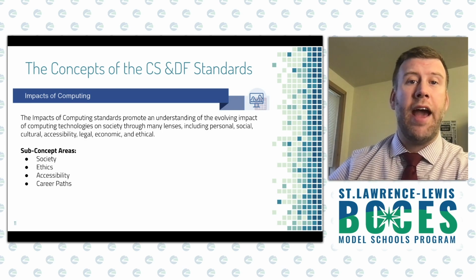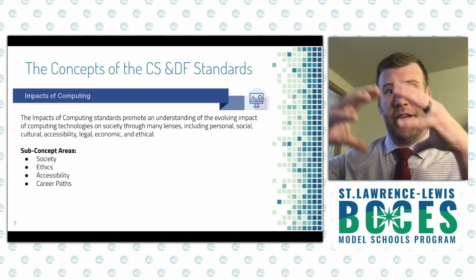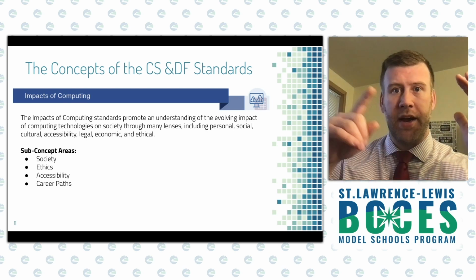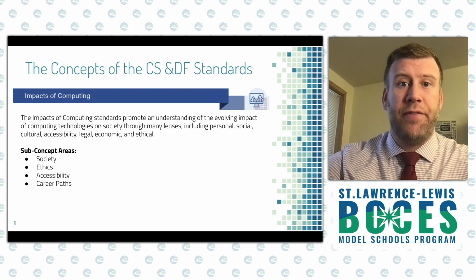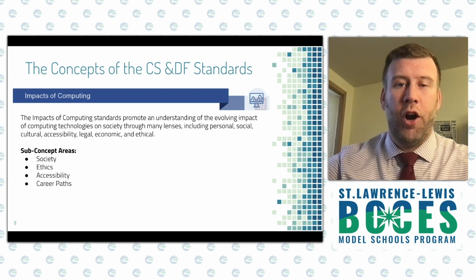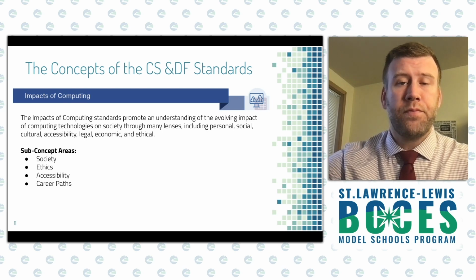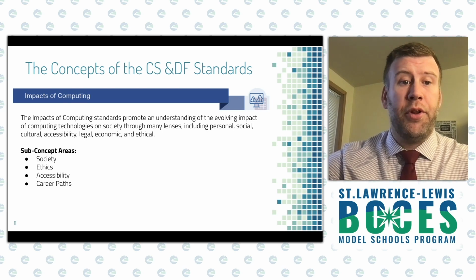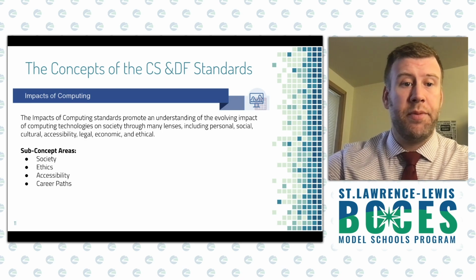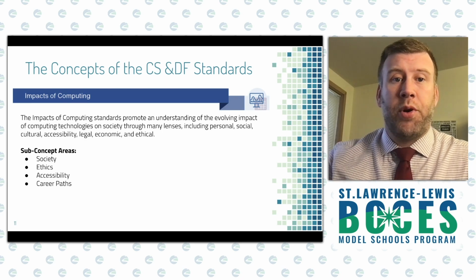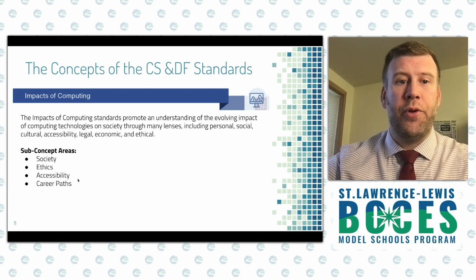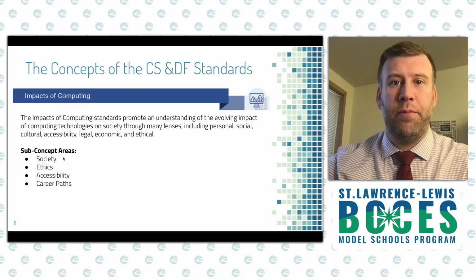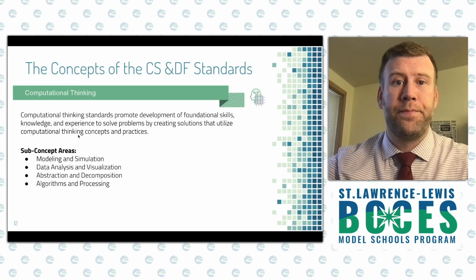Now, once we have these concept areas, which is like a big umbrella, we then have sub-concepts that are running underneath these. They all have to do with impacts of computing, but they're much more specific. Inside of those sub-concept areas are where we find our standards. So we look at the impact of computing upon society, upon ethics, upon accessibility, and career paths. That's where we would find all of our IC standards. You'll notice that in the naming of the standards, you do not see the sub-concept areas. Those are to help guide you when you're reviewing the standards in full.